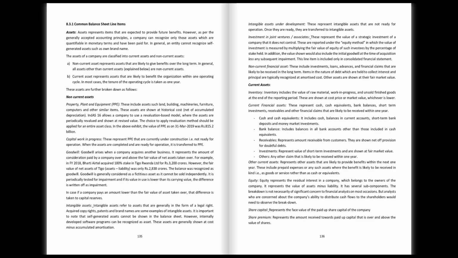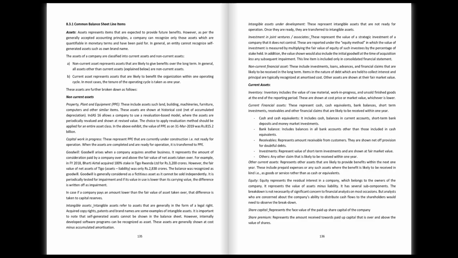Non-current financial assets include investments, loans, advances, and financial claims that are likely to be received in the long term. Items in the nature of debt which are held to collect interest and principal are typically recognized at amortized cost. Other assets are shown at their fair market value. Current assets: inventory includes the value of raw material, work in progress, and unsold finished goods at the end of the reporting period. These are shown at cost price or market value, whichever is lower.